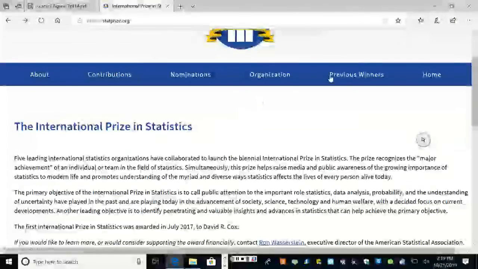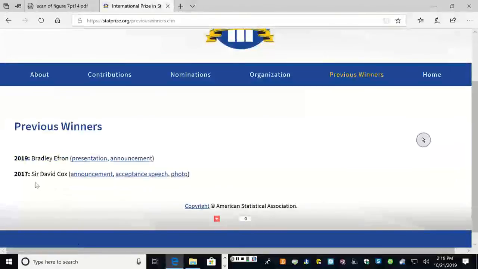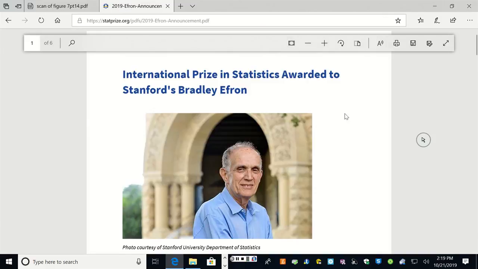And nominations, previous winners. So the first winner was Sir David Cox, who came up with the Cox proportional hazards model, so the development of survival analysis and other things come from him. And the second one was Bradley Efron, who's at Stanford. And so his work is in the bootstrap. There he is.